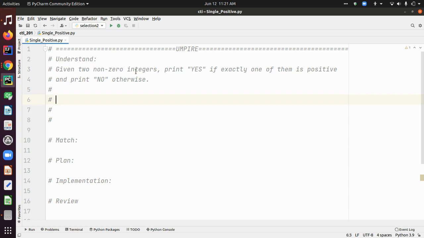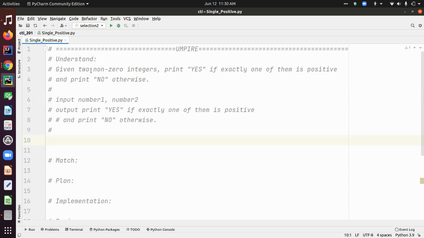Given two non-zero integers, print yes if exactly one of them is positive and print no otherwise. So let's figure out what is given to us. We are given that the numbers are non-zero integers. So in terms of the sign, we have only two possibilities, negative or positive. Okay, so let's create a hypothetical table of those outcomes along with the final outcome.